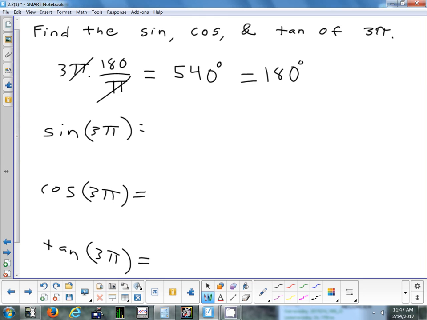So now I'm hoping people recognize 180 and they know the coordinate for 180. What's my coordinate for 180, which is really the same coordinate as 3 pi? Yep, negative 1, 0. That's it. So now we've got the coordinate. Now go through and just do the 3 that it asks for.